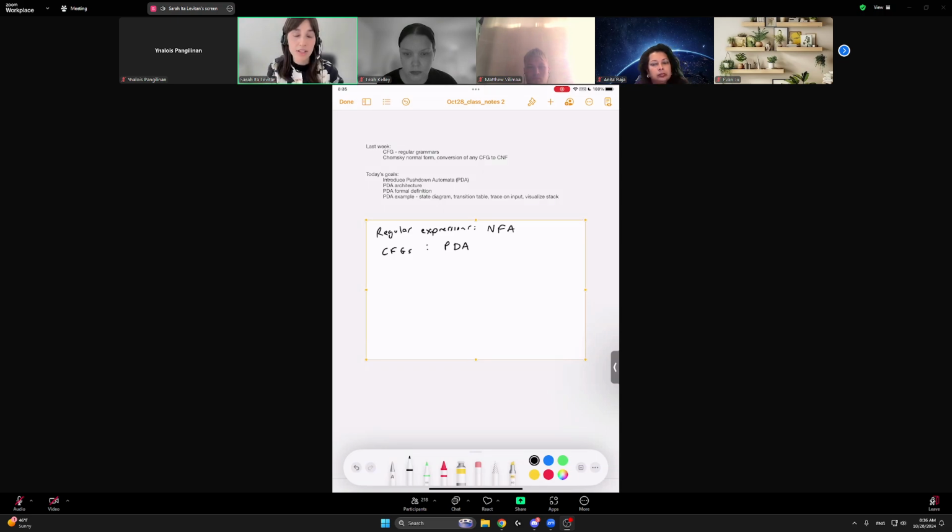And essentially, a PDA is very similar to an NFA, but we have what we need to recognize these context-free languages. We always said we need memory. And so a PDA is going to be an NFA with some additional memory. And what does that look like? The kind of memory that a PDA has is a stack. So a PDA is essentially an NFA plus a stack.